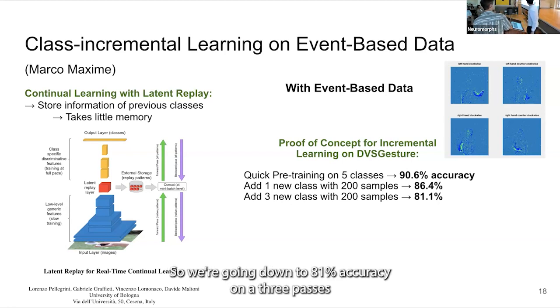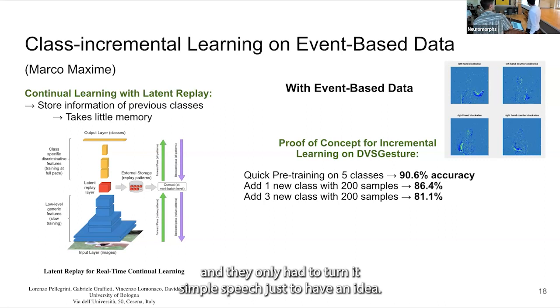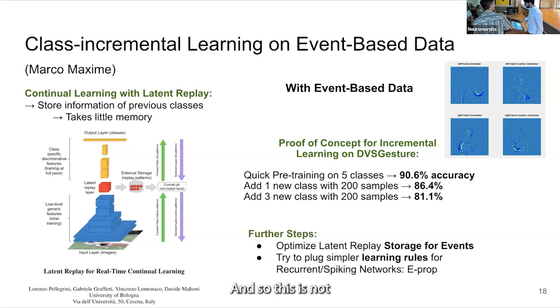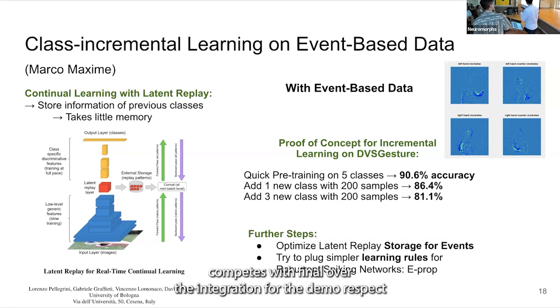So we're going down to 81% accuracy, adding 3 classes, and they only add 200 samples each. Just to have an order of idea, this is like 10 seconds of recording. And so this is not fully complete. We are trying also with integration for the demo with Speck.